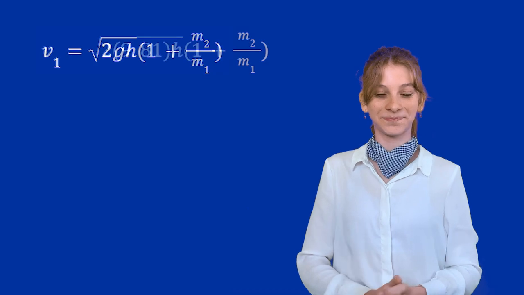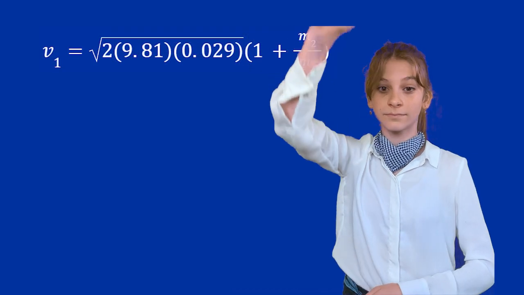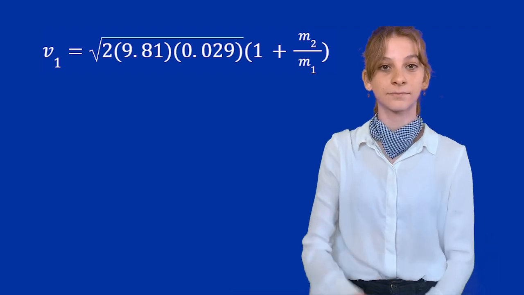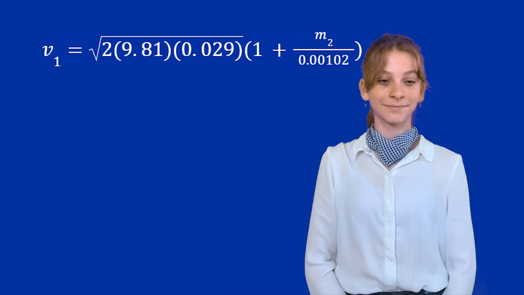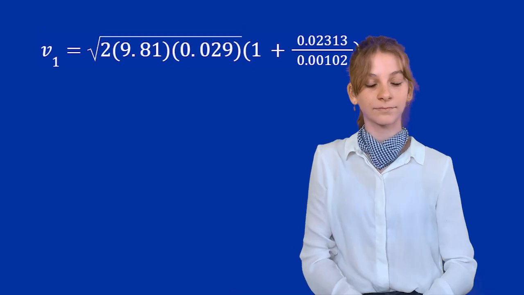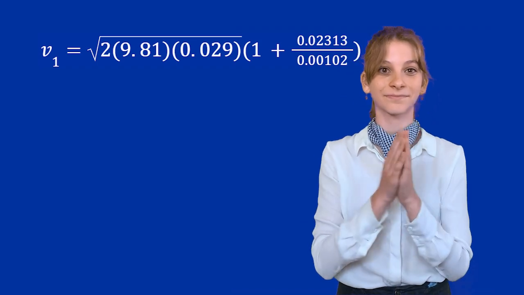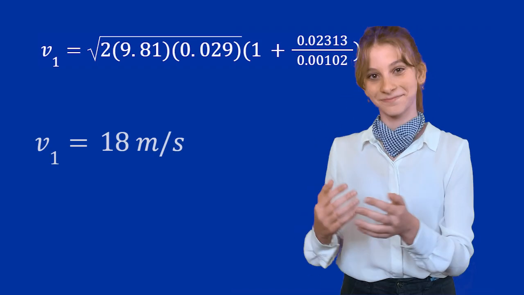Plugging in 9.81 meters per second squared for g, 0.029 meters for h, 0.00102 kilograms for m1, and 0.02313 kilograms for m2 gives us a final answer, accounting for significant figures, of 18 meters per second.